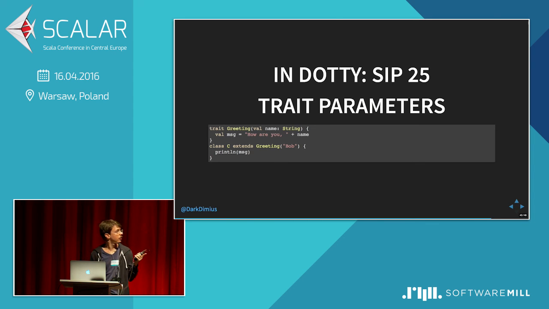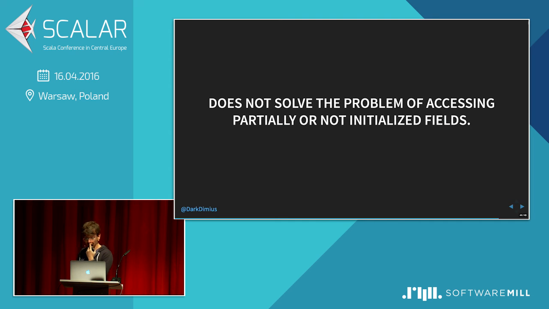And this becomes natural. You can easily write the code like this. And then you pass a value to your superclass, or super trait in this case. And it's obvious what value you're passing there, and the initialization order is obvious. Though, as I said, this is not yet implemented in scalac. There's a question if it would be by the release of 2.12. Likely that it's not. Okay. This does not solve the problem of accessing partially initialized or uninitialized fields. Why doesn't it? Because you can be passing a value that your subclass is going to overwrite once again.